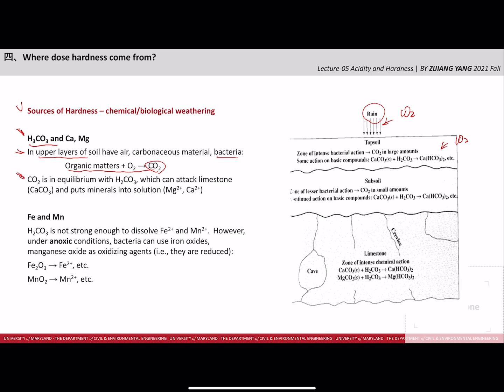And the CO2 is in equilibrium with carbonic acid. And this carbonic acid can attack limestone and put the minerals into solution. So the general equation is CO2 plus water plus CaCO3, and then we can convert it into a solution. So this is just the reverse reaction of heating the boiling water. We also have some hardness coming from other metals. As I mentioned before, calcium and magnesium are the main source of hardness, but we still have some other minor contributions, like from iron or manganese.